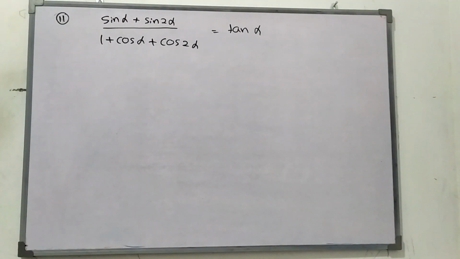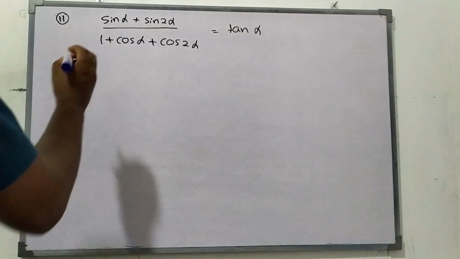Okay children, this is my next example. (sin alpha + sin 2 alpha) over (1 + cos alpha + cos 2 alpha) equals tan alpha. So again we have one option: start from the left hand side. And we're starting from the left hand side.